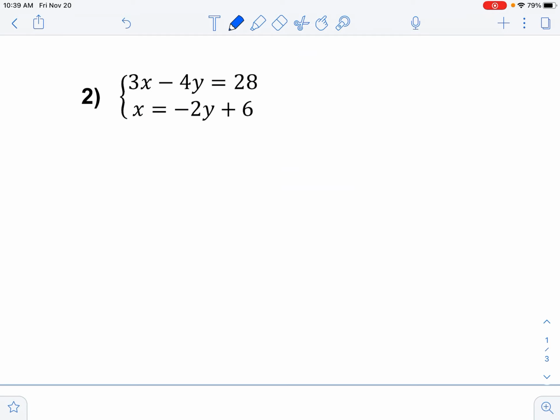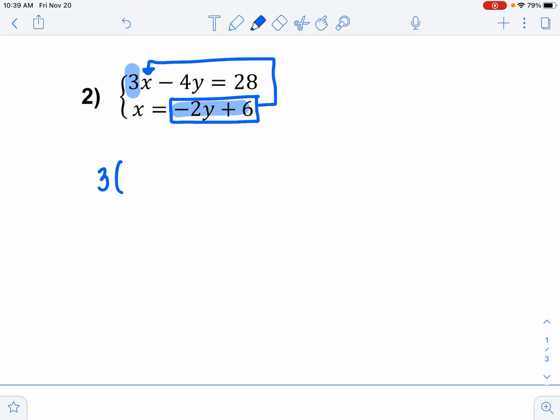All right. Next one here. I look at both of my equations. I say to myself, in either equation, is there a variable to solve for? Yes. In the second equation, I know x is the same thing as negative 2y plus 6. That means when I see an x, instead of writing x, I can write this. And in my first equation, I see an x right there.